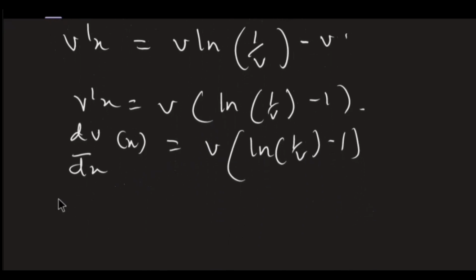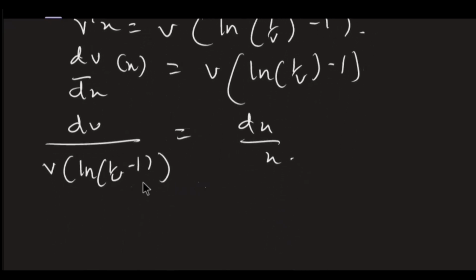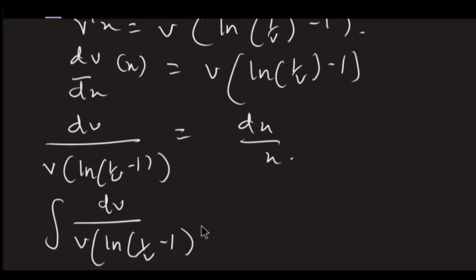So I'll just cross multiply. Then I'll have this expression dv over v ln of 1 on v minus 1 should be equal to, you know, here I'm going to have the x on x. And at this point, the separation of variables. So you integrate this side, dv over v ln of 1 over v minus 1 is equal to integral dx on x.